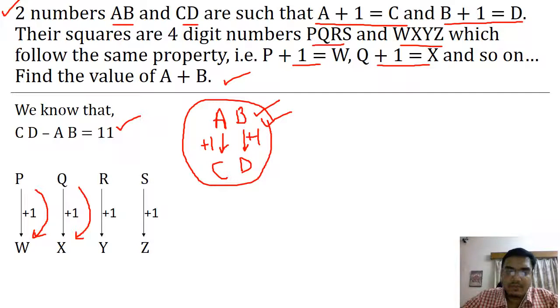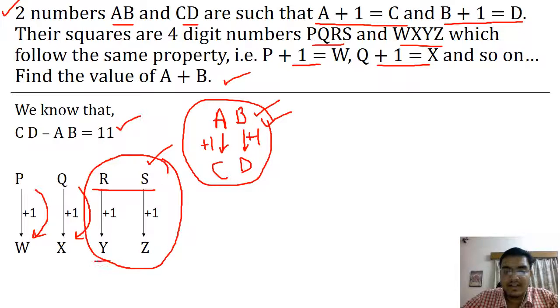Now from this property, if we look at RS and YZ, we can say that these RS and YZ are the last two digits of a perfect square number. So can we say that we have to find two numbers such that the difference between them is 11 and they are also perfect squares, right? RS and YZ. If they are not perfect squares themselves, then they will be the last two digits of perfect squares from 1 to 25.